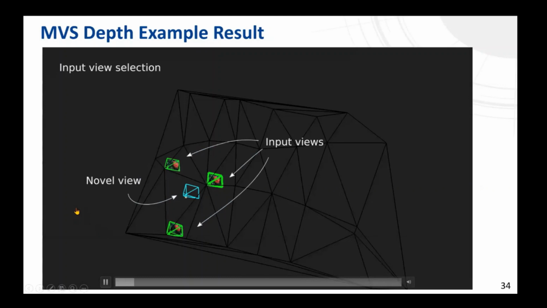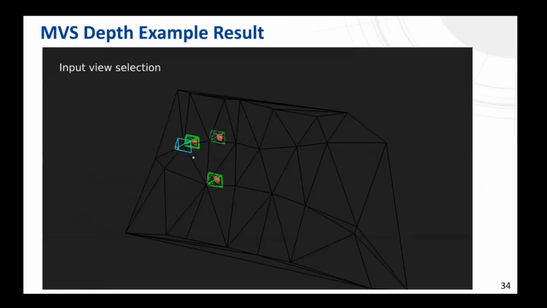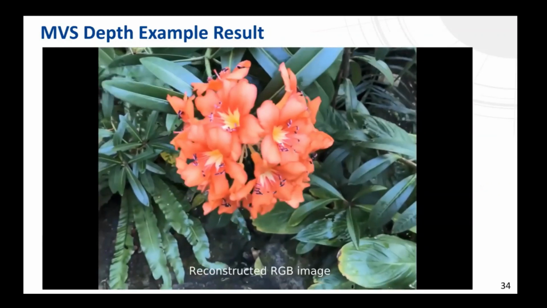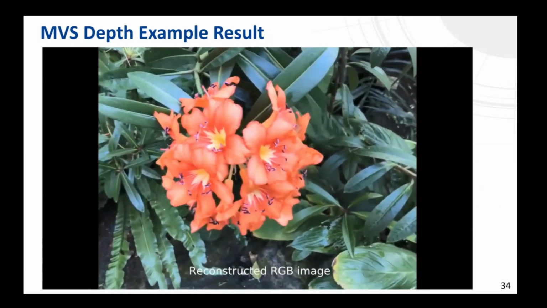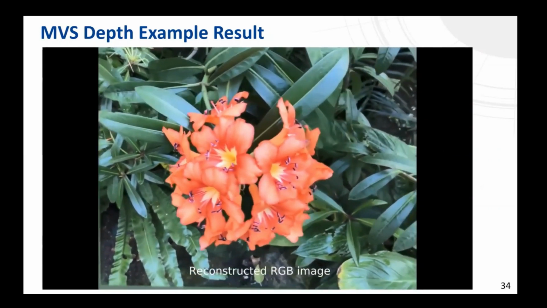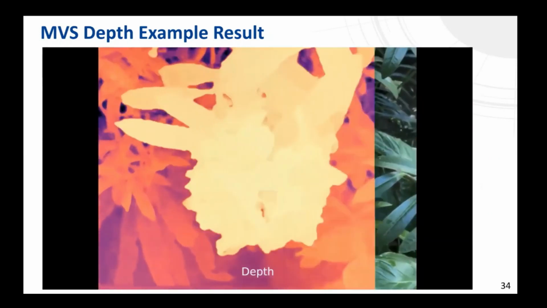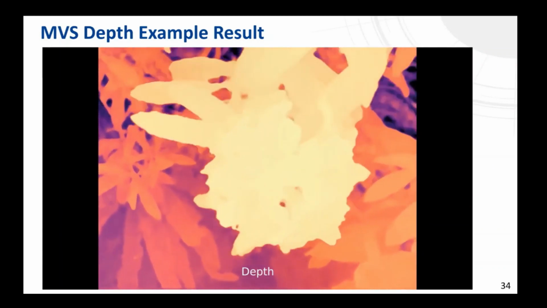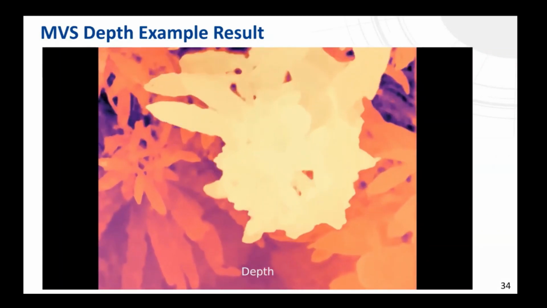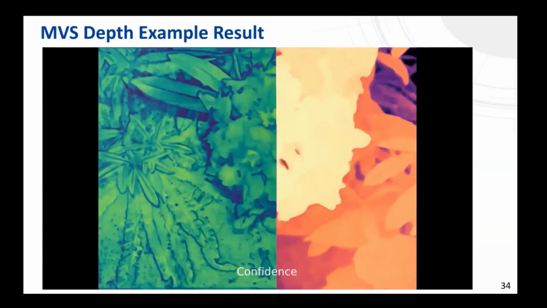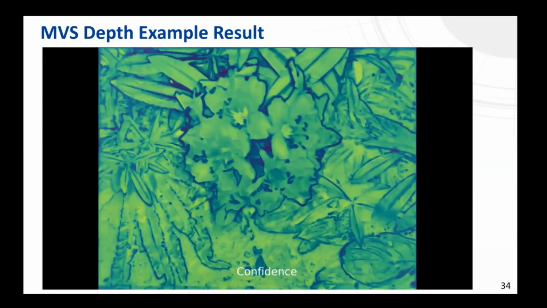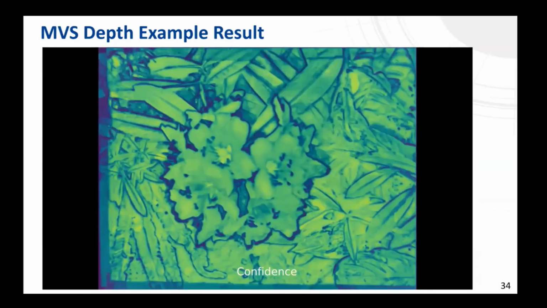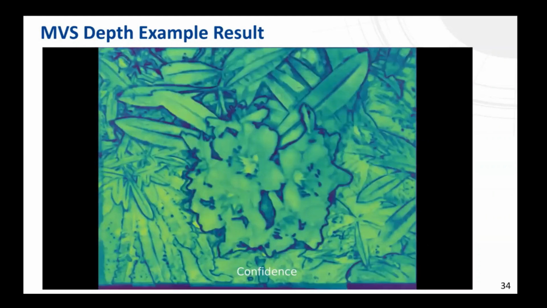Always three neighboring viewpoints are selected, and then the method interpolates between them and can reconstruct novel views and depths, and also the confidence. Blue means less confidence here of the depth estimates.